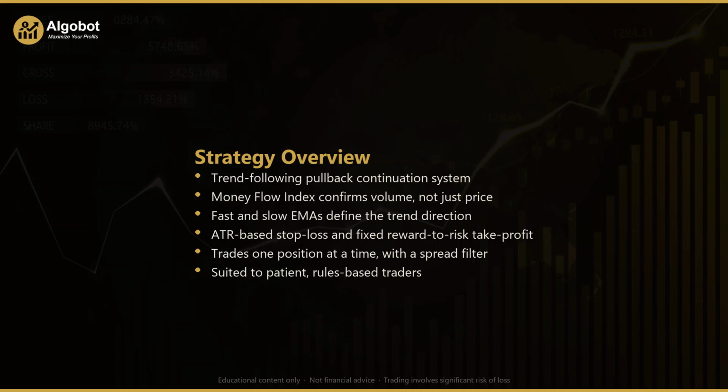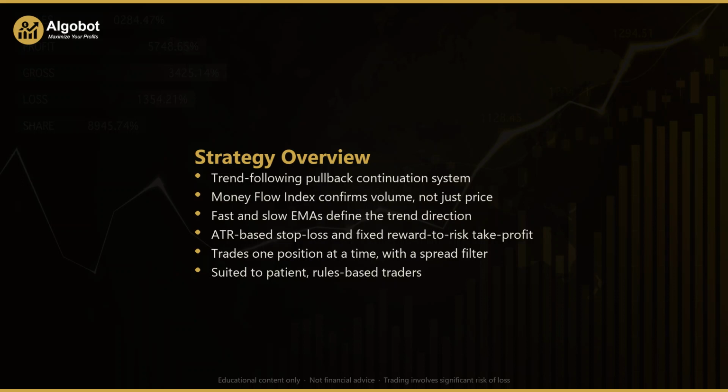The engine behind that decision is the Money Flow Index, often shortened to MFI. You can think of it as a volume-weighted cousin of the more familiar Relative Strength Index. Because it factors in volume, it will not turn back up on a dip unless real buying interest flows back into the market. That single detail helps the strategy filter out shallow, low-conviction bounces that price alone might mistake for a genuine continuation. Layered on top of that are two exponential moving averages, a fast one and a slow one.